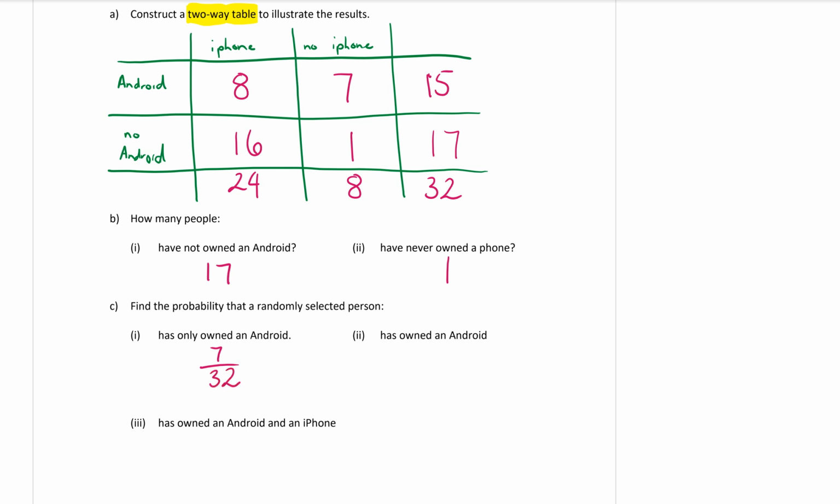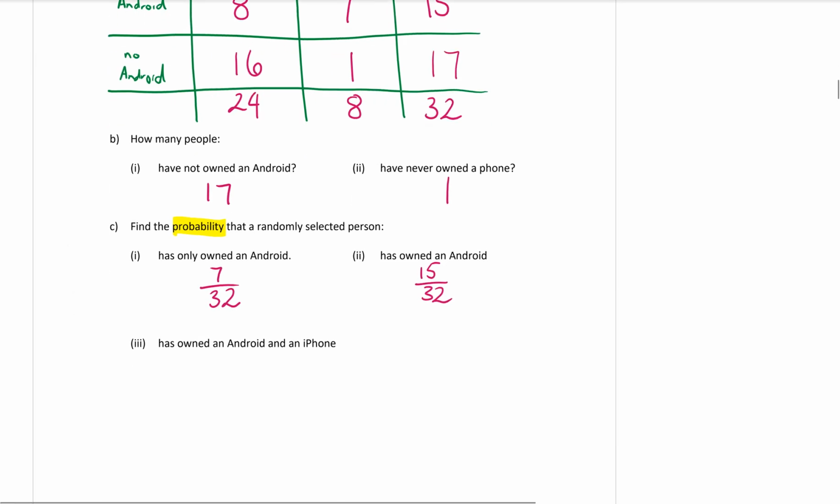The next one, find the probabilities. That's why I'm doing fractions, because we're doing probability here. Find the probability that the person has owned an Android. Now this time we don't care if they've owned another phone as well. As long as they've owned an Android phone at some time, that means that there will be 15 people who have owned an Android phone out of the 32.